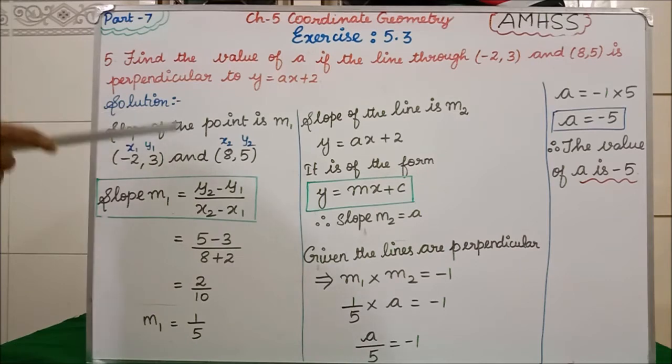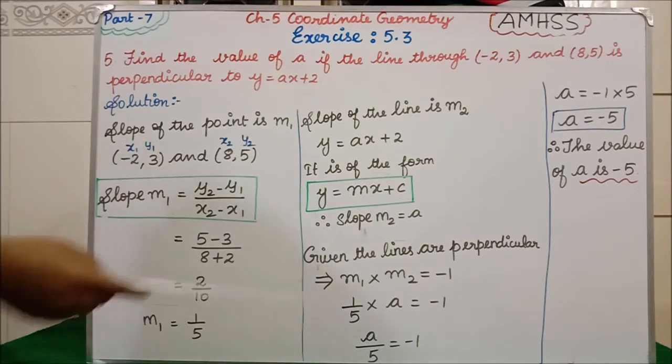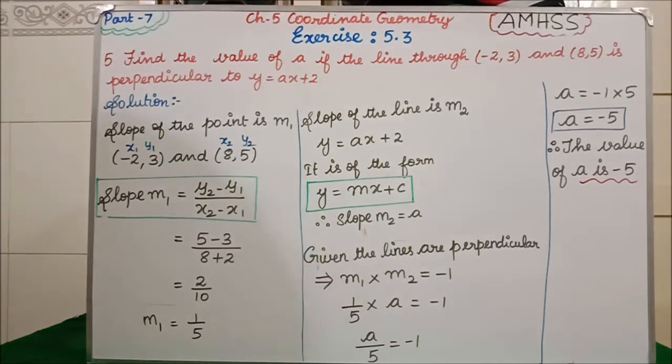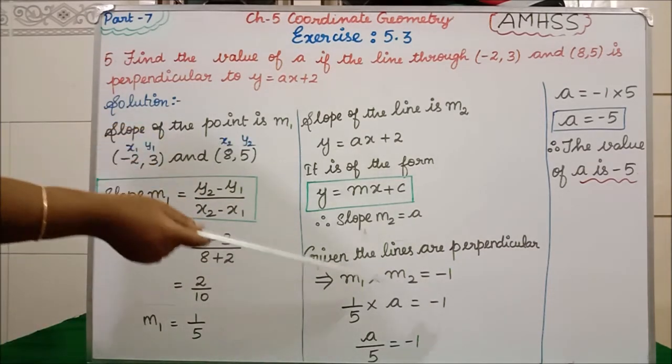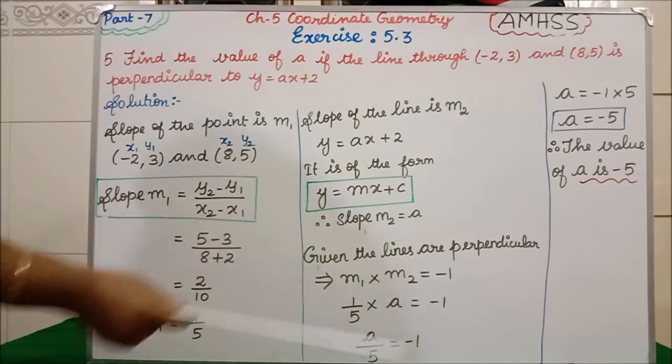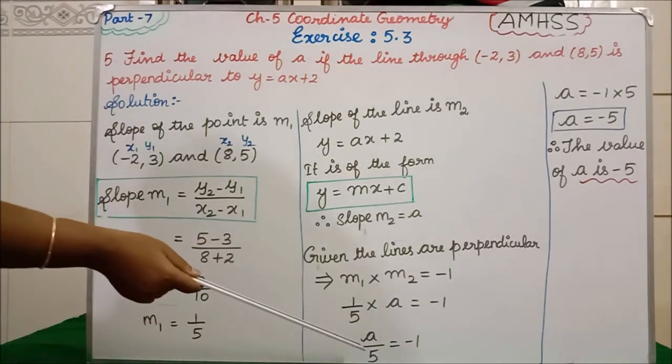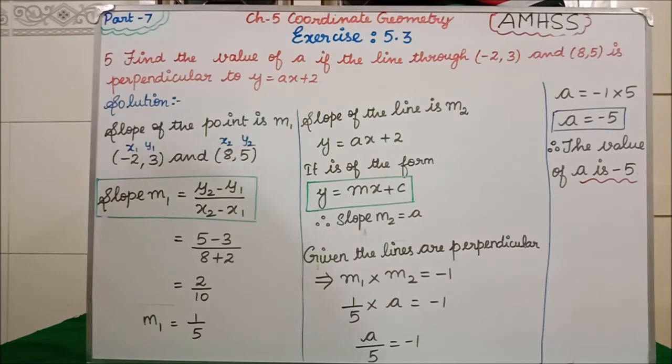In the question they have given that the lines are perpendicular. Perpendicular means the formula is m1 into m2 equals minus 1. The m1 value we have is 1 by 5, and the m2 value we have is a. So, substituting, we get a into 1 is a divided by 5 equals minus 1.